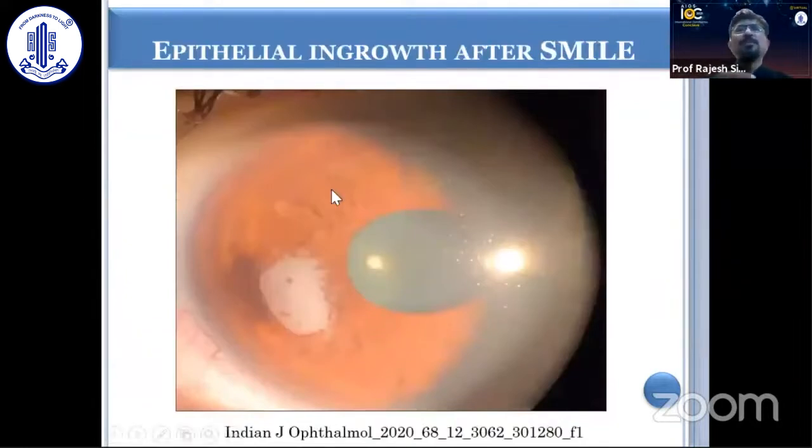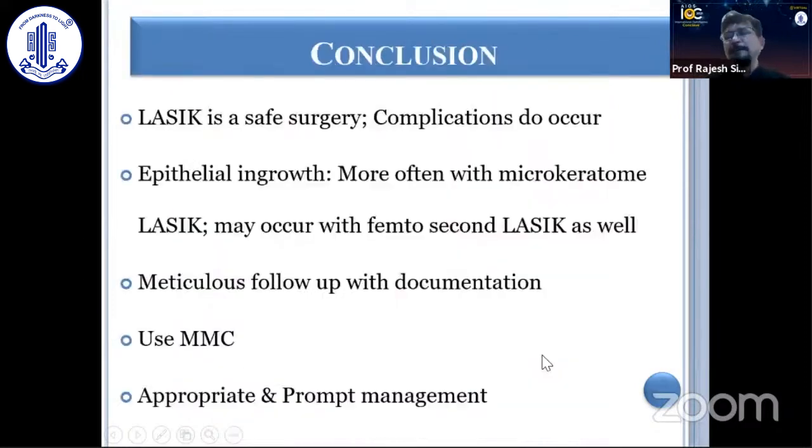Epithelial ingrowth has also been reported after SMILE, and if there is quite significant epithelial ingrowth, then in that case you may have to create a flap, convert this pocket into a flap, lift it, and remove the epithelium, use mitomycin C, and then reposit the flap.